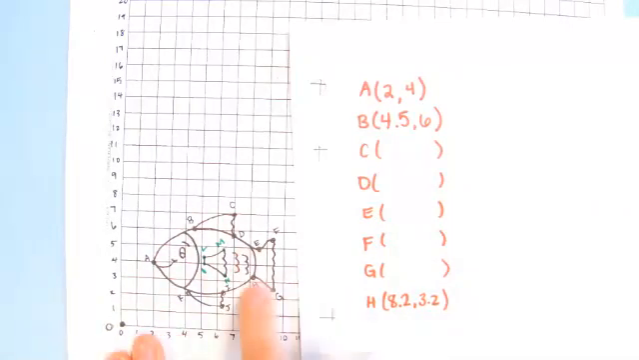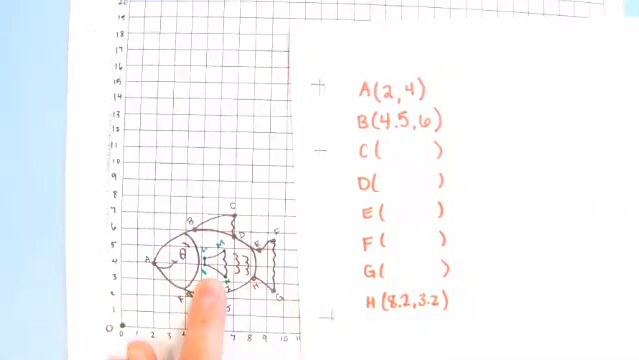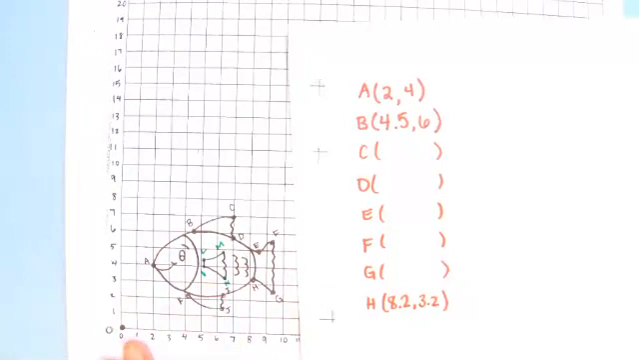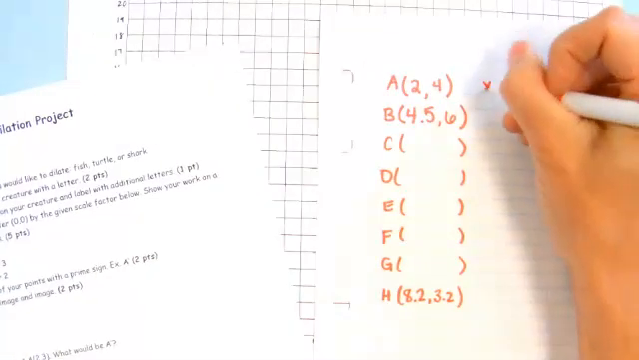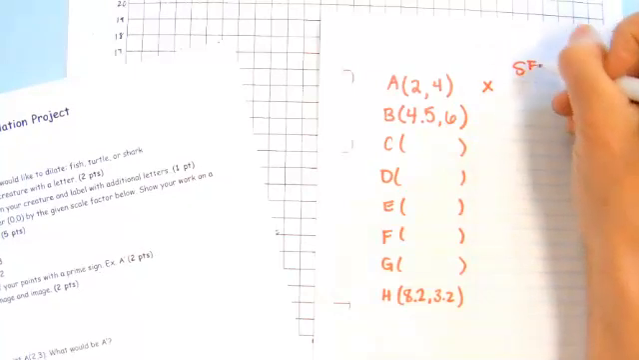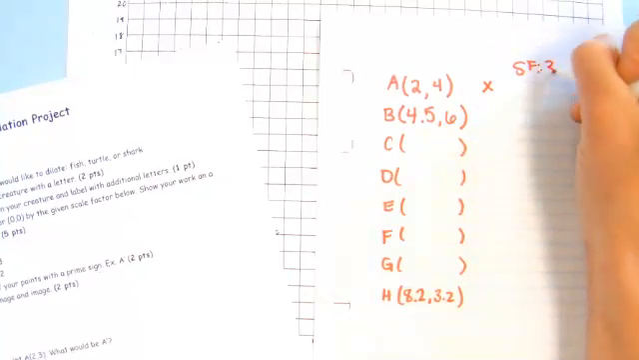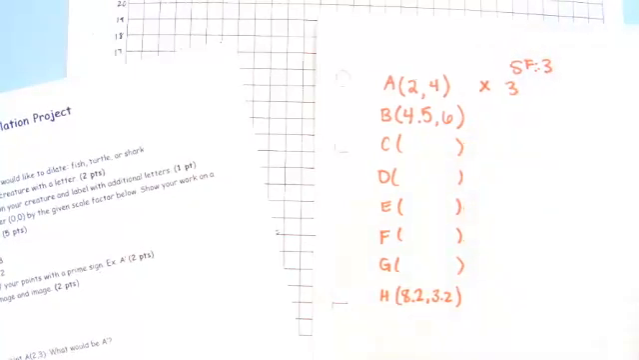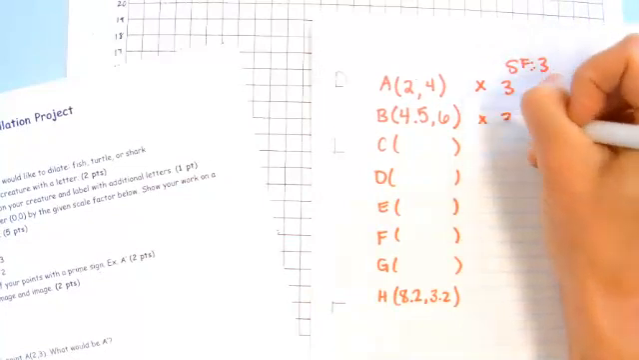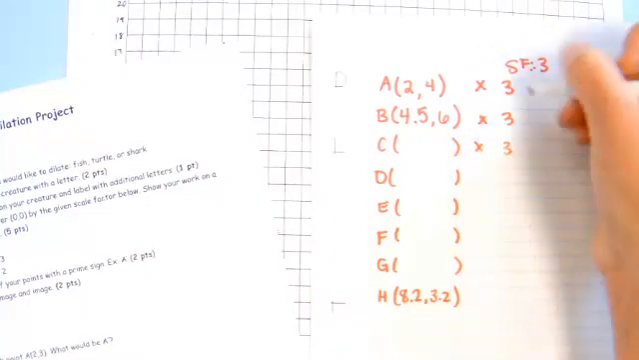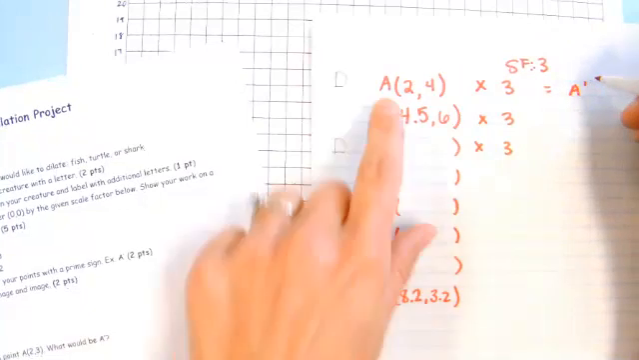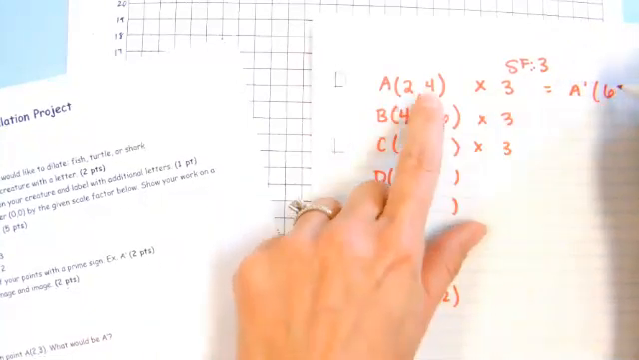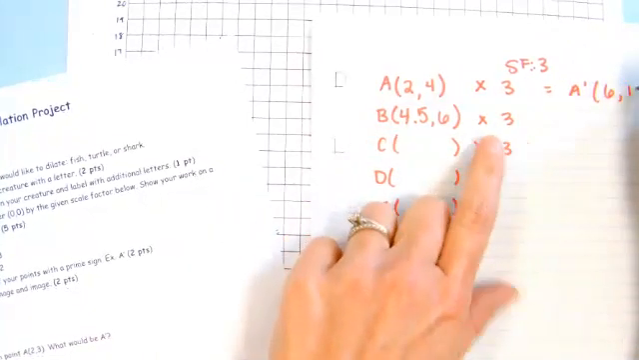Once you've done all of these, including your new ones, you take your scale factor. In this case, my fish scale factor is 3, so I'm going to multiply all of my points by 3. So A prime: 2 times 3 is 6, and 4 times 3 is 12.